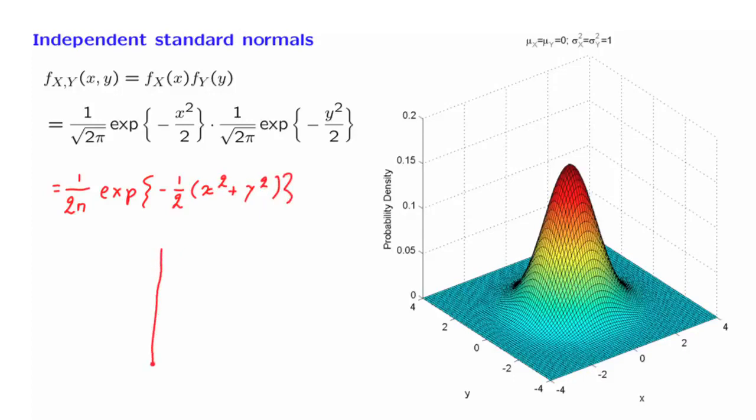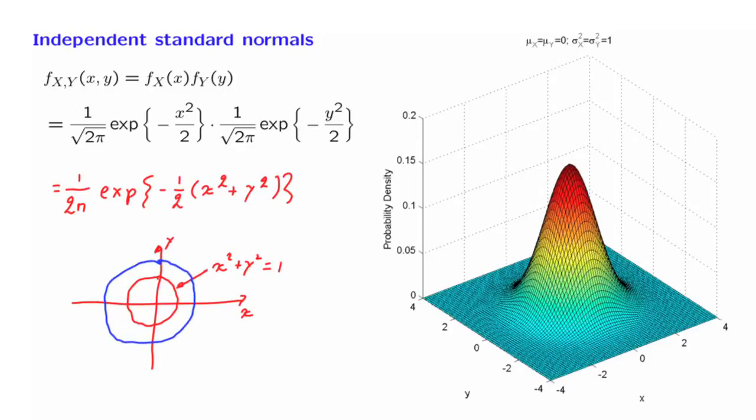If we look at the unit circle in xy space, which is the set of points at which x squared plus y squared is equal to 1, then on that circle the PDF takes a constant value because this quantity is constant on that circle. And the same is true for any other circle. On any circle, the PDF takes a constant value, of course, a different constant. So the circles centered at the origin are the so-called contours of the joint PDF. On each contour, the joint PDF is a constant.